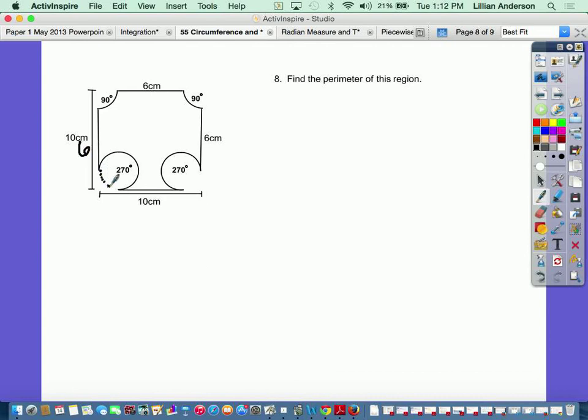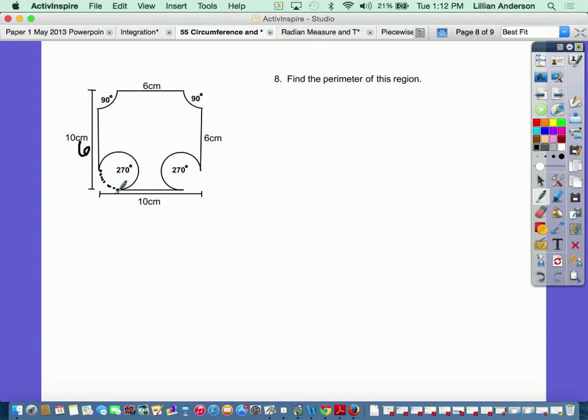What was taken away? 90, right? Okay? So I know this is 6. I know this is 6. I know this is 6. How long is this? 4.